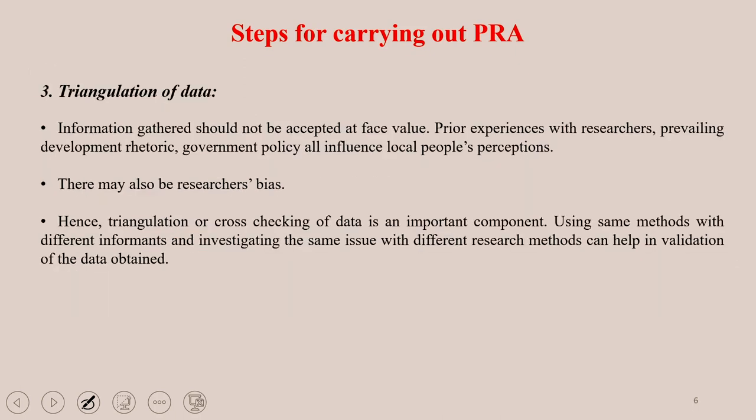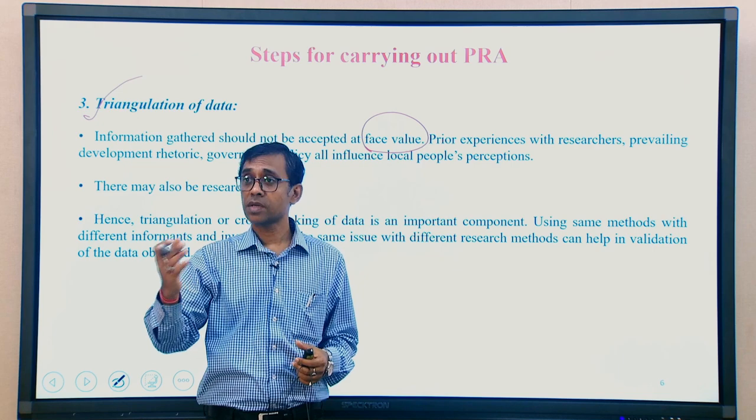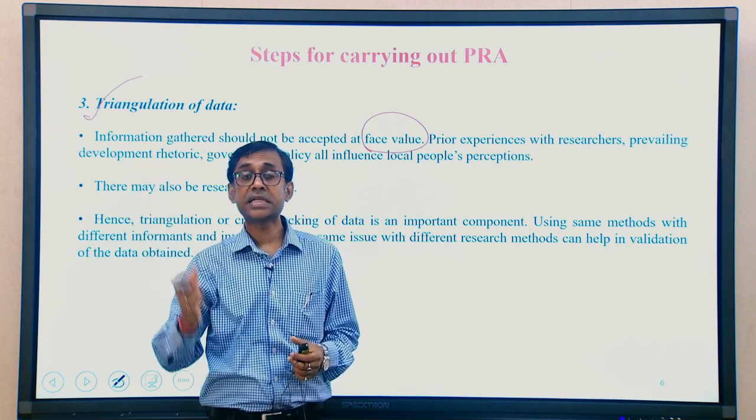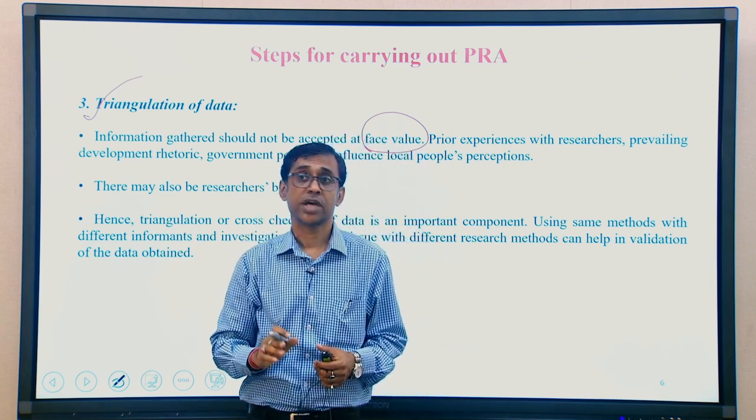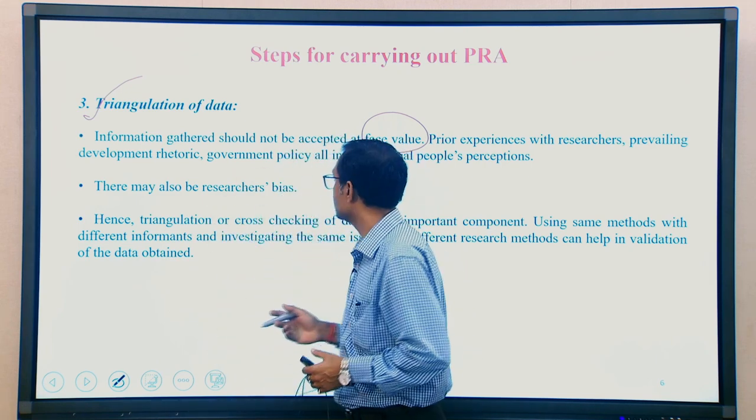Now, the next step is triangulation of data. In 5A, we discussed triangulation, how important it is for PRA. Information gathered should not be accepted at face value. Suppose in your group exercise, there is one farmer you know personally, you should not be biased toward his information. And just because that farmer is relatively better educated than the rest, you should not just accept at face value the information that he is providing.